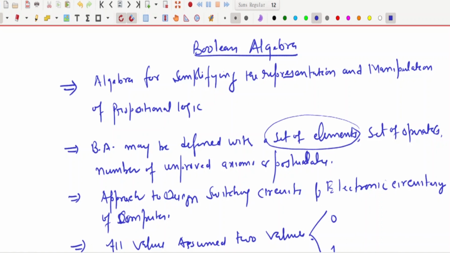Here we discuss Boolean operators and a number of unproved axioms or postulates which are later used for proving some theorems. Boolean algebra is used as an approach to design switching circuits and electronic circuitry, which is used to design a computer. In Boolean algebra, all values of the variables are assumed to be two-valued, that is, the value of a variable is either 0 or 1.